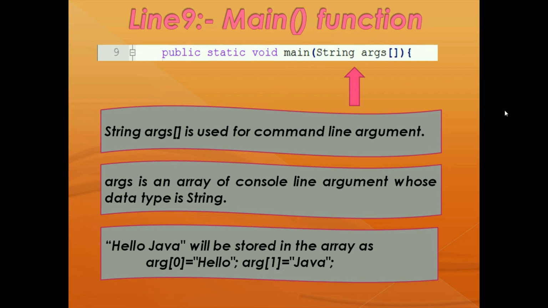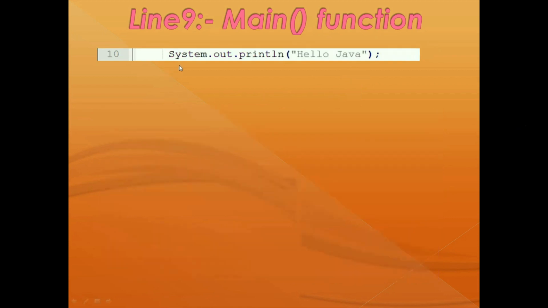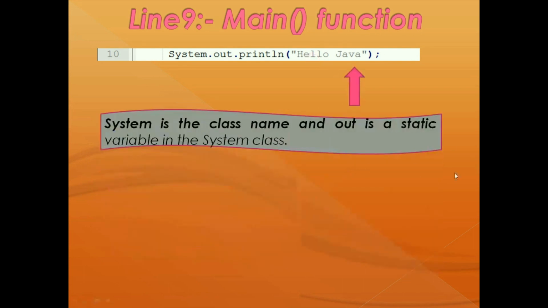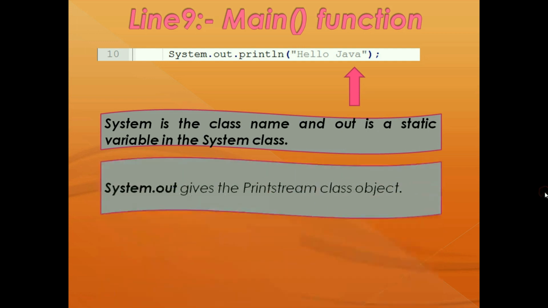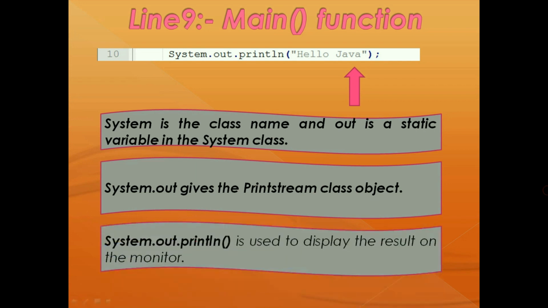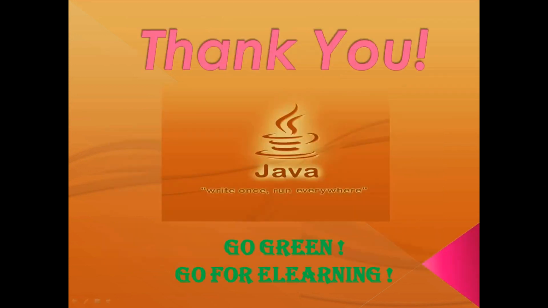So inside the main function, we are printing the output. Here, if we see System.out.println, System is the class name and out is the static variable in the System class, and System.out gives the PrintStream class object. This object by default represents the standard output device, that is the monitor. So System.out.println is used to display the result on the monitor. So this is all about the details of the Java program.